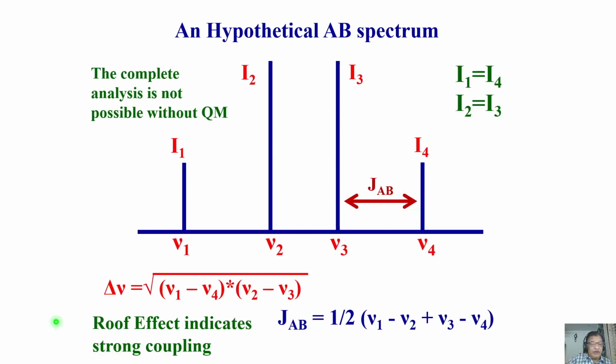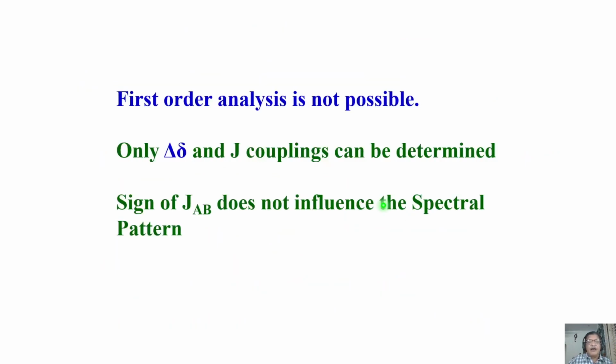You may not know this one. This you have to precisely calculate. Whereas the outer lines are very simple. Measure the frequency separation of the outer lines. Whatever the pattern you get, you will get the J coupling. That's very important information. You remember. Okay. The sign of the coupling again does not influence the spectral pattern.